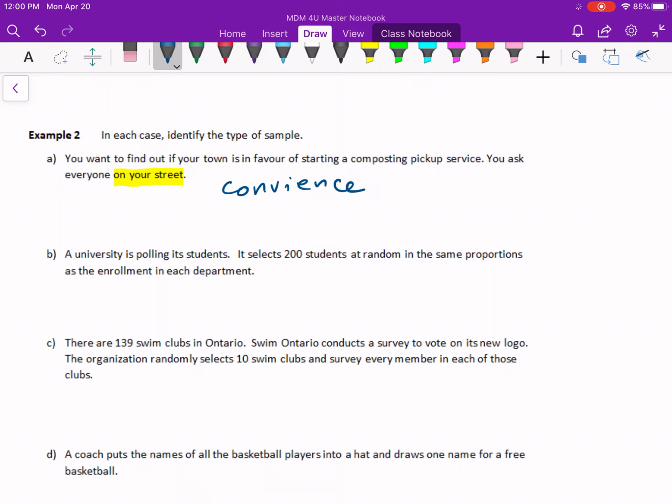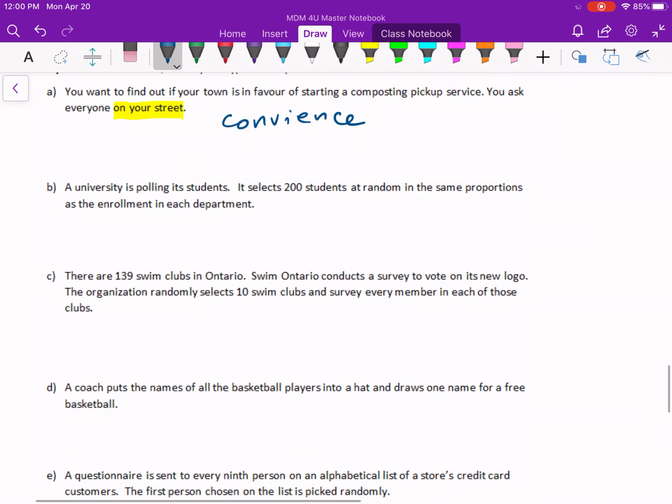Maybe there's something different about the people who live on my street compared to other streets. Probably we all make about the same amount of money because our houses are probably all worth about the same. So I'll get an idea, but there are certainly arguments against it. A university poll of its students selects 200 students at random in the same proportions as the enrollment in each department. So they're breaking it down by department and taking a proportion, maybe 10% or 5% or whatever. Whenever we're taking a proportion, then we're talking stratified.